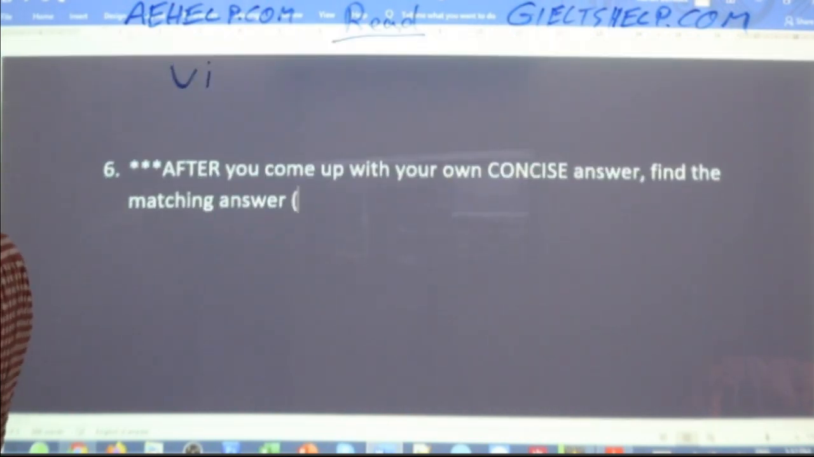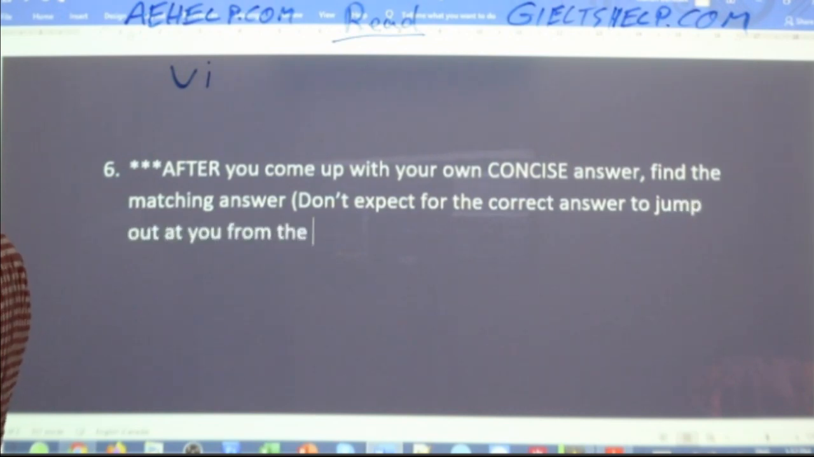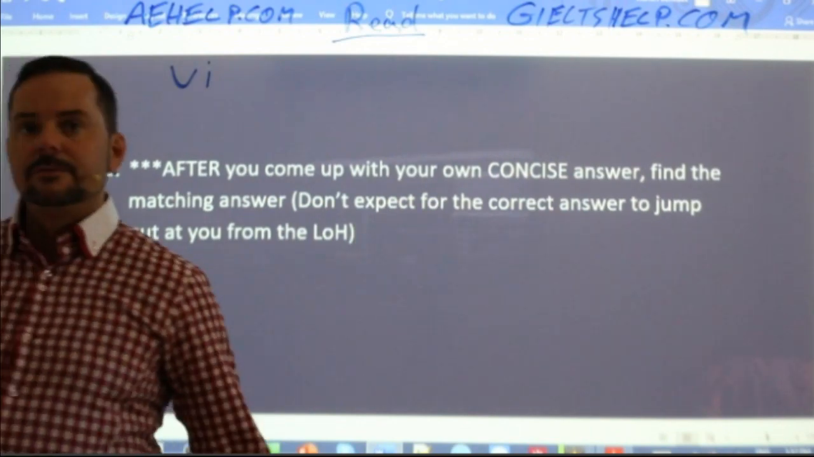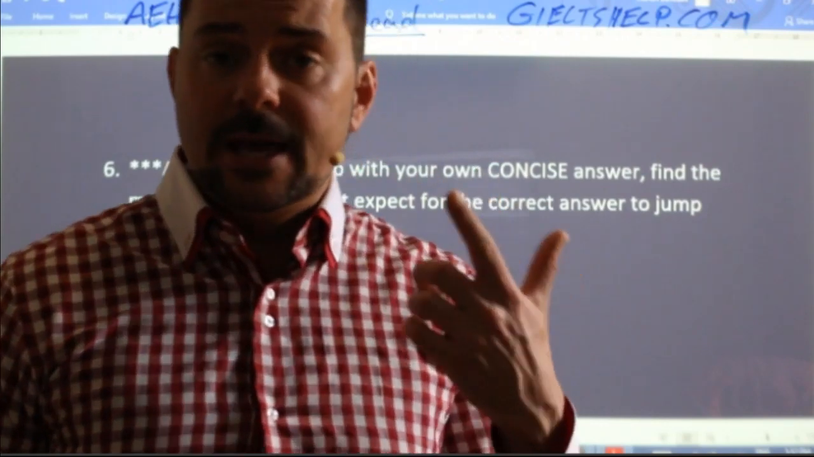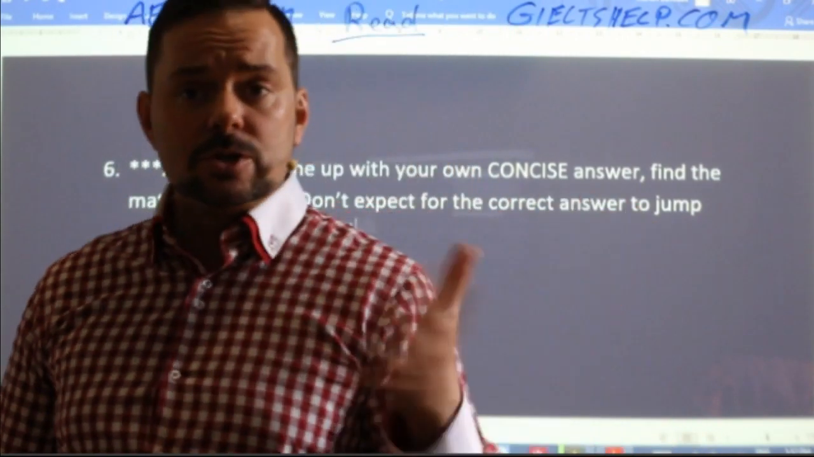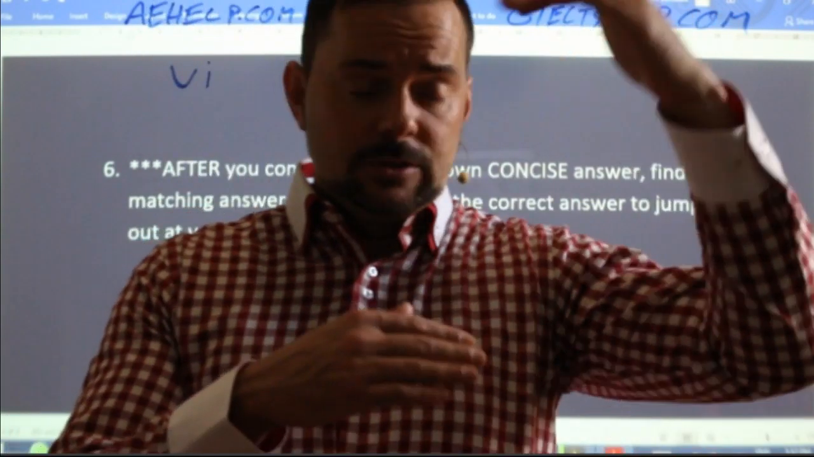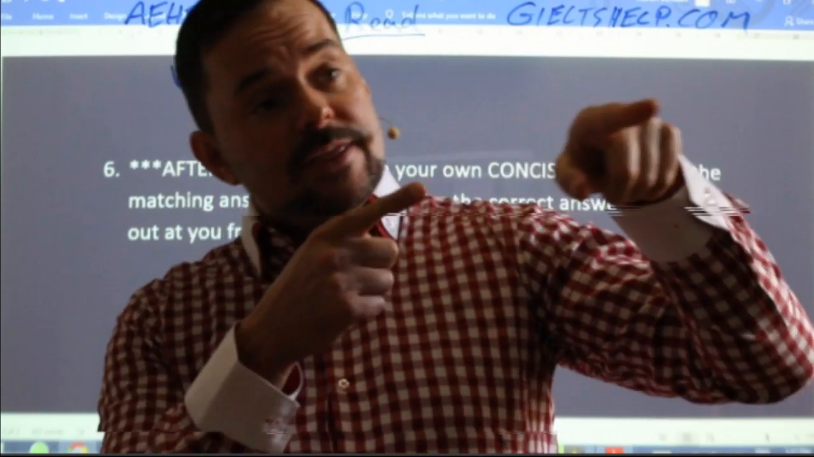Don't expect the correct answer to jump out at you from the list of headings. That's one of the big mistakes that a lot of students make: they don't think about the answer on their own. They don't think, what is this paragraph about? They just read it, and then they quickly look at the list of headings and hope that one of them will pop out and go, oh yeah, that's the one.